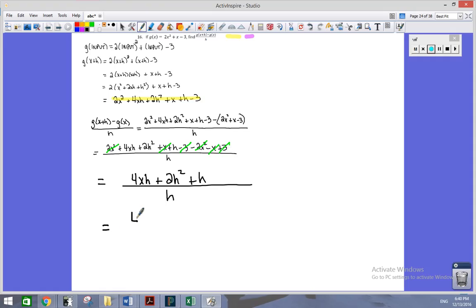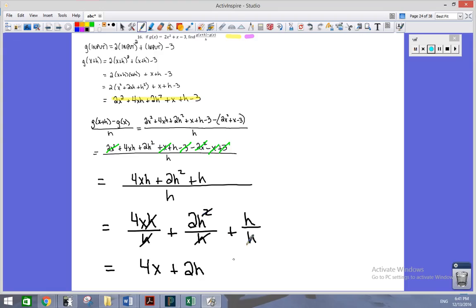We got 4xh divided by h. Then we have 2h squared, because see, terms don't cancel. Common factors do. And then we have h divided by h. So in this first term, h divided by h is 1, because that's multiplication. These are common factors. This first term is 4x. Here in the second term, this h squared, one of those cancels with the denominator, and I'm left with 2h, and here that's plus 1. So there's my final answer for this difference quotient for number 16, and I hope that helps.